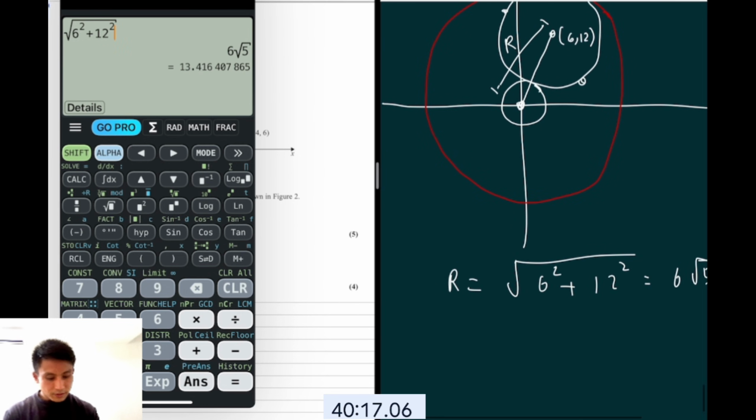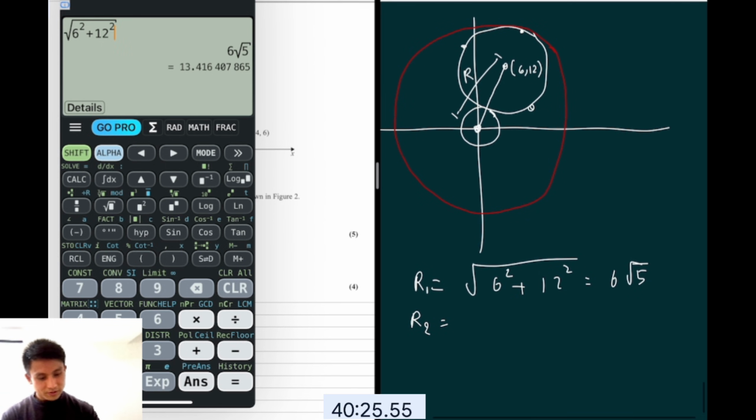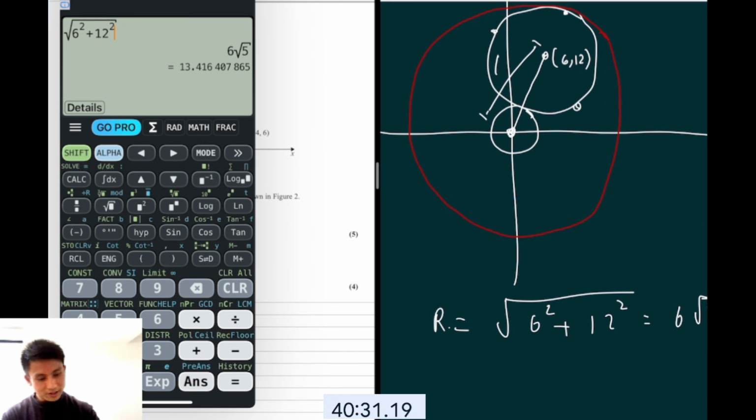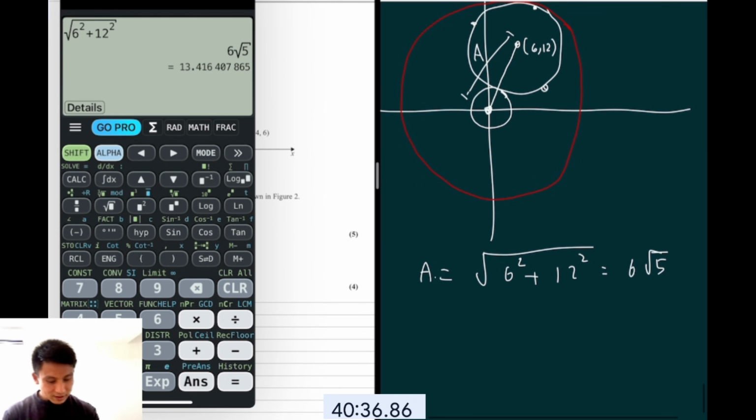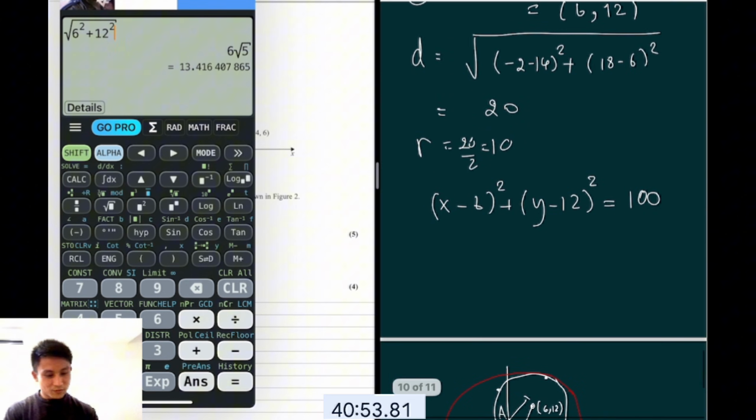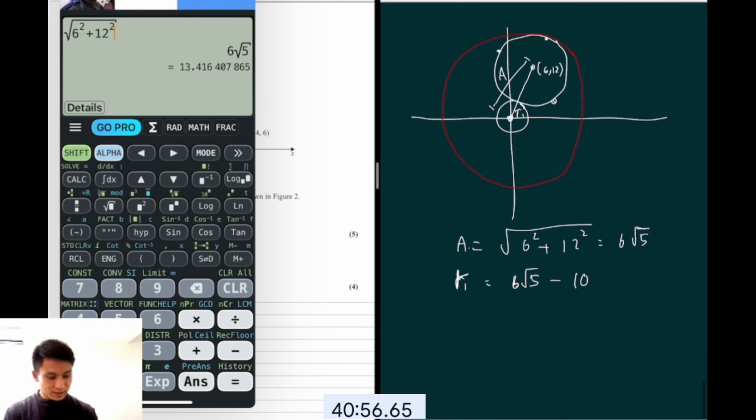That means the radius, this is called R1 maybe, the radius of the small circle would be, oh, hang on, no. This is distance. Okay, let me call it A or something, yeah? Just not to confuse you with the radius or anything. So the small radius, let's say R1, the radius of the little circle there, would be 6 root 5 minus the radius of the bigger circle, which was 10, wasn't it? Yeah, this one, yeah? So minus 10.